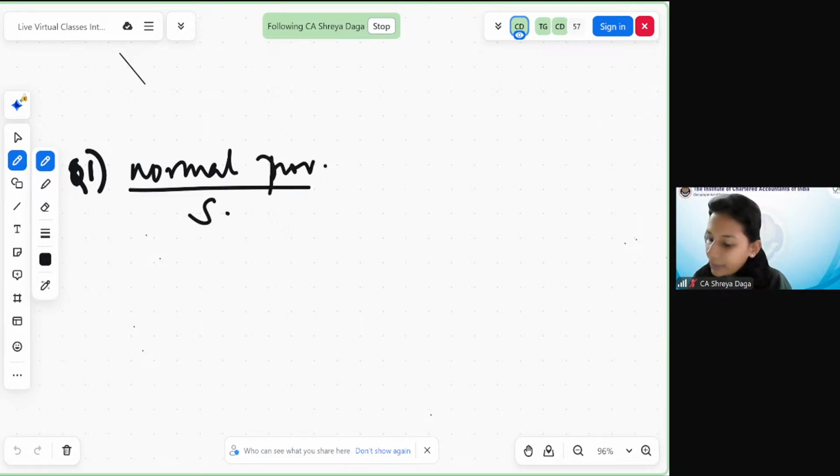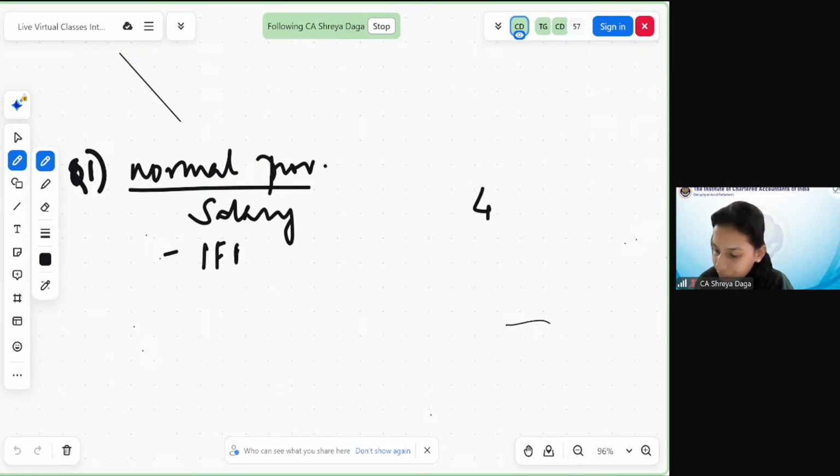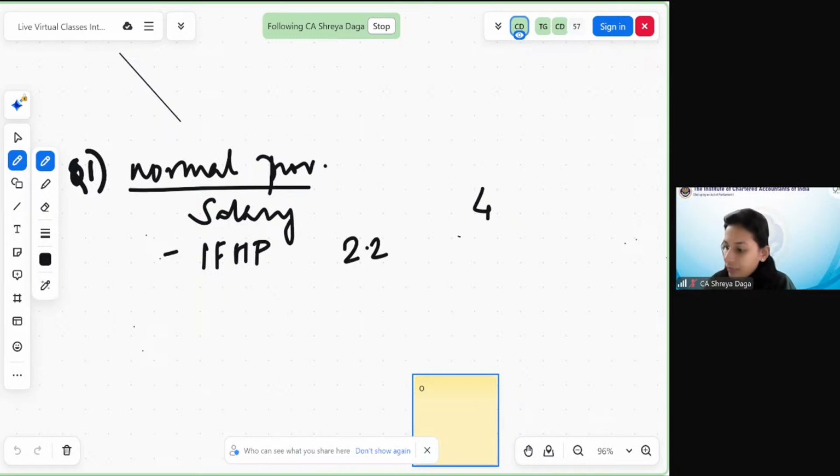There's a salary income, 4 lakh. There is a house property loss. Can you set it off against salary income? Till 2 lakh you can. How much is the loss? 2.2 lakhs. How much will be set off? Under normal provisions, 2 lakh. You will write a note over here that we are setting off up to 2 lakhs because this is normal provision.